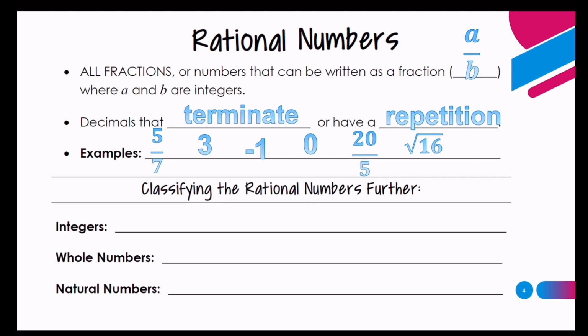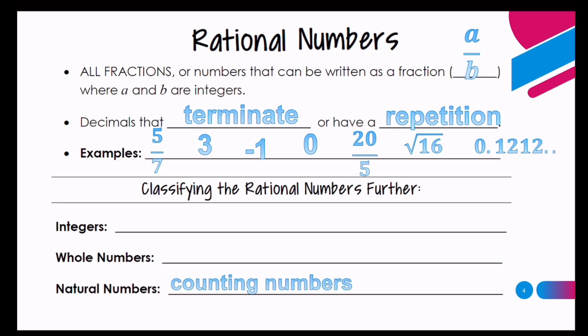Square root of 16. So here's a little different. When we did our irrational numbers, we had the square root of 3. I can't take the square root of 3 without a calculator. I can take the square root of 16. It's 4. Here's a repeating decimal. 0.1212... That means it continues.